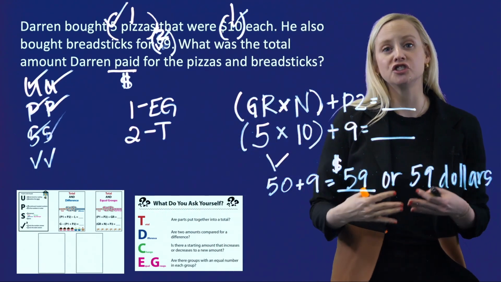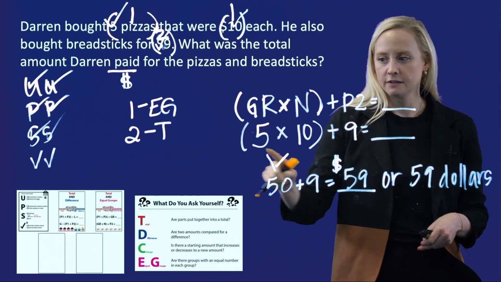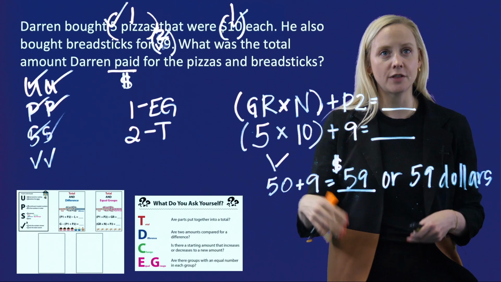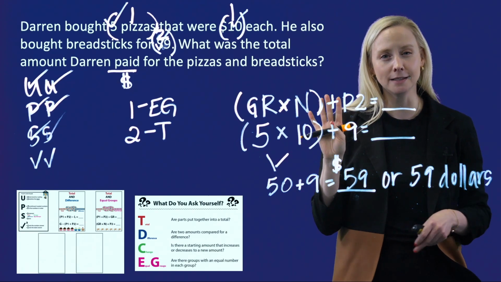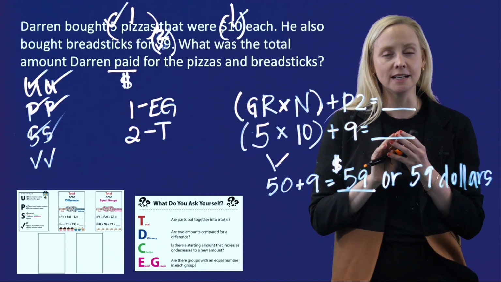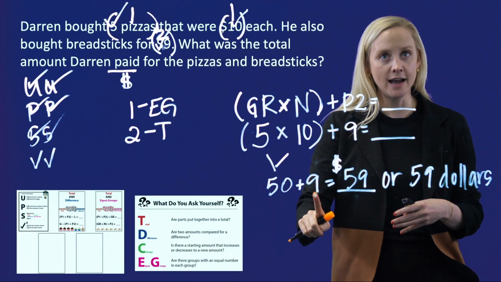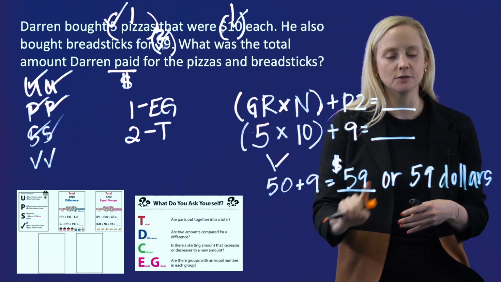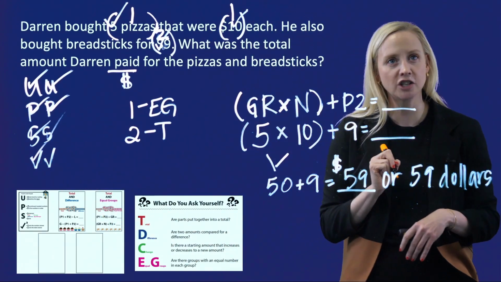The last thing to do is check for reasonableness. So let's check our number answer first. 5 times 10 is 50. I know that makes sense, and that's going to give me the amount of money that Darren spent on the pizzas. And then I have to add that to the amount of money Darren spent on the breadsticks to find the total amount Darren paid. 50 plus 9, that's what he spent on the breadsticks, gives me a sum of 59. That makes a lot of sense.